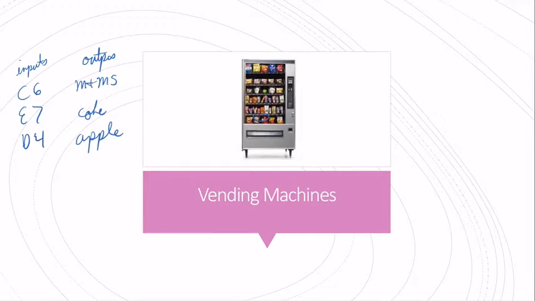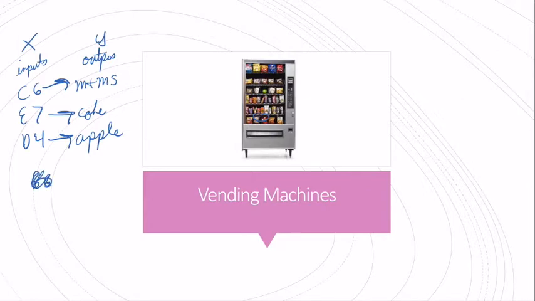Let's go ahead and talk more about how this vending machine works. If I push C6, I get M&Ms. If I push E7, I get a Coke. If I push D4, I get an apple. Cool. This vending machine works. Each x has exactly one y. This vending machine would still work.